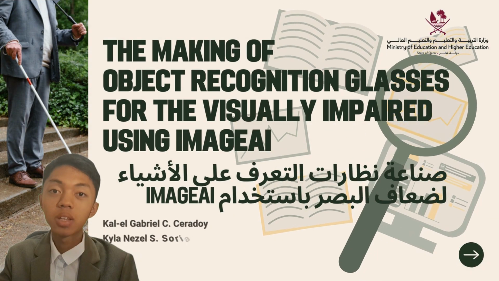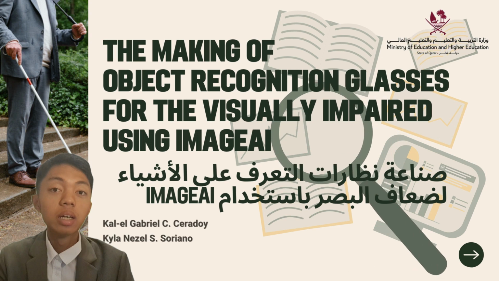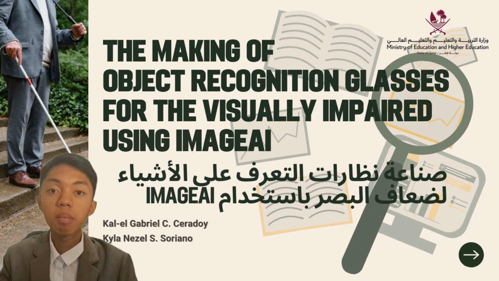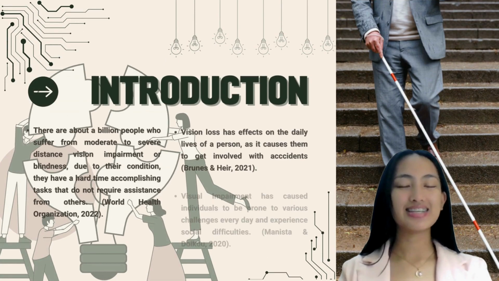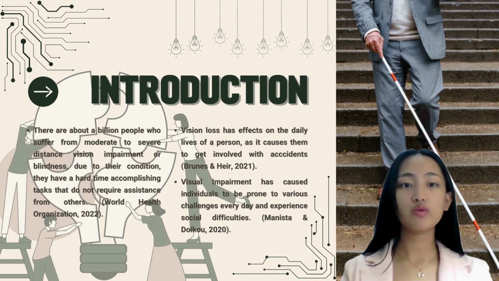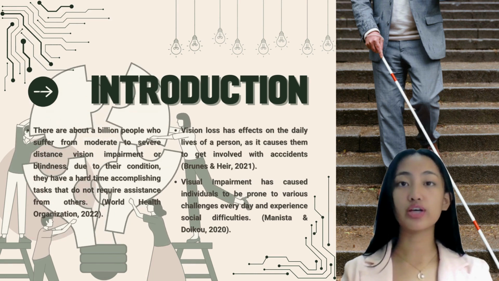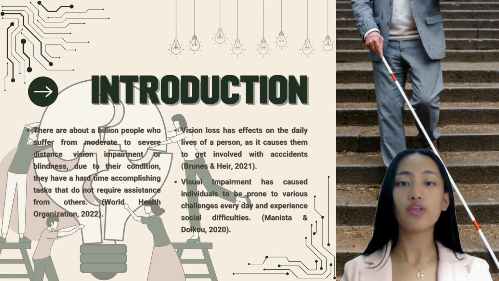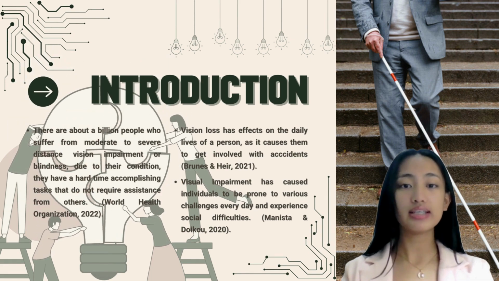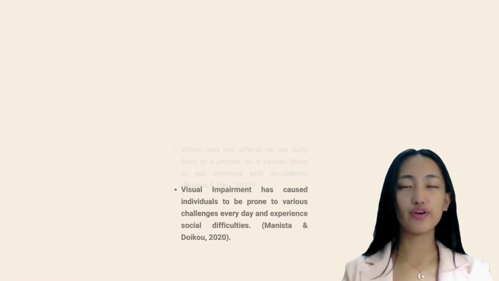Today, we would like to present to you our research study with the title The Making of Object Recognition Glasses for the Visually Impaired Using ImageAI. In a nutshell, this study aims to create an object recognition glasses using ImageAI that can be used by visually impaired people in order to help them navigate their day-to-day lives with other challenges and hardships that they may face by receiving an object input that tells the name of the object or objects in front of them.